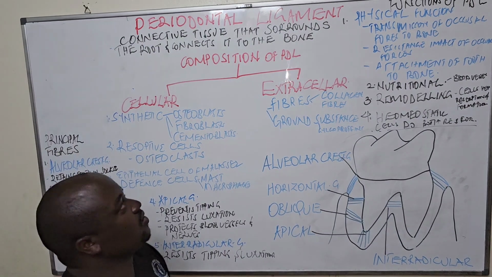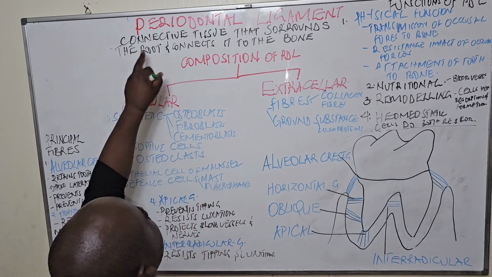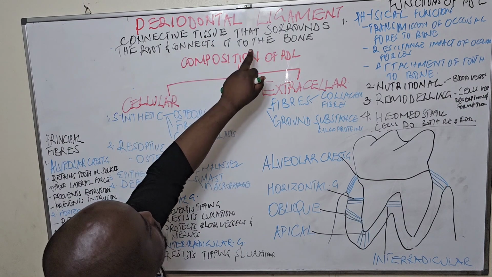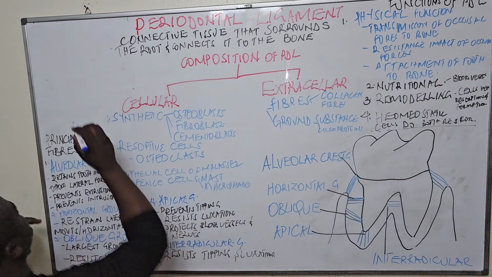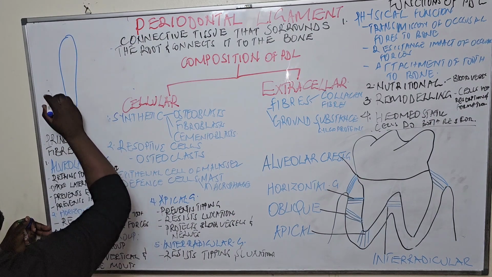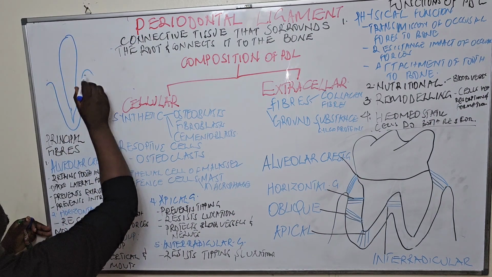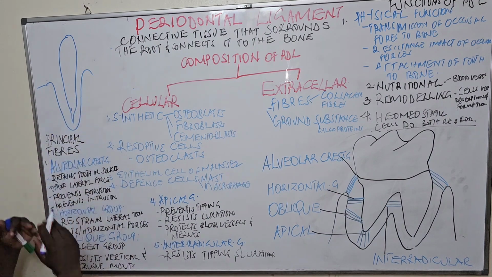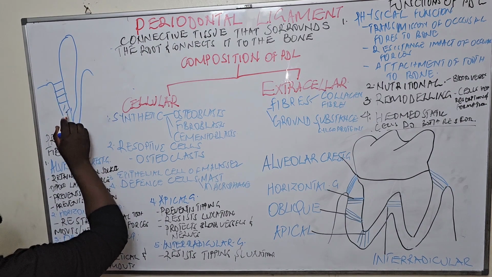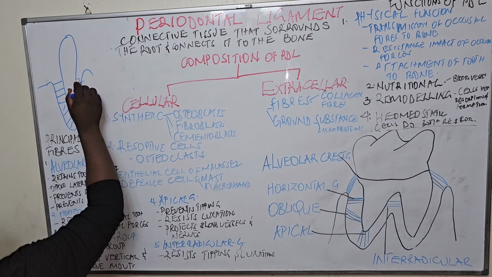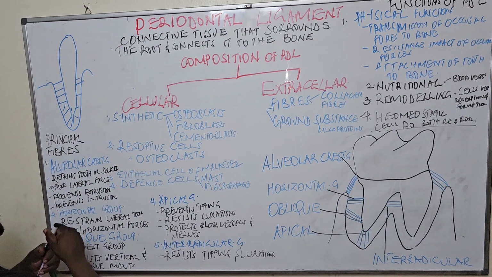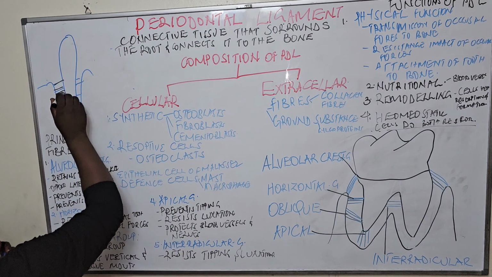What is a periodontal ligament? The periodontal ligament is a connective tissue that surrounds the root and connects the tooth to the bone. If this is our tooth, the alveolar bone is where this tooth sits, and anything here, this area that surrounds this tooth, this is the periodontal ligament, and therefore we are going to talk about this area.